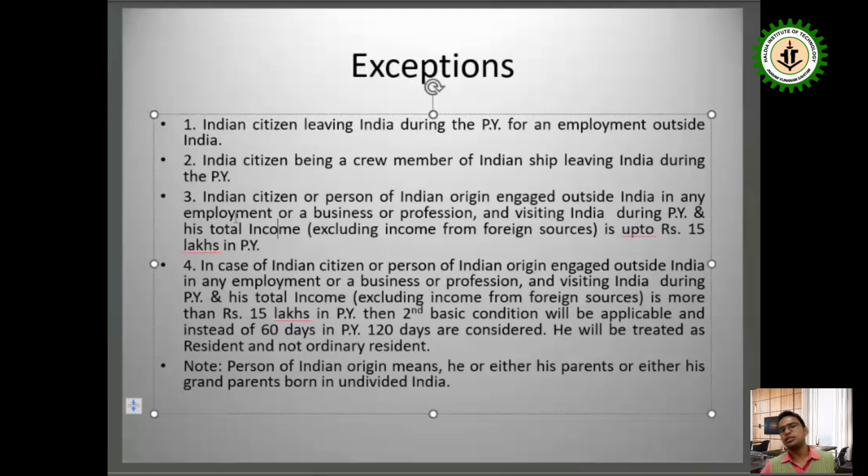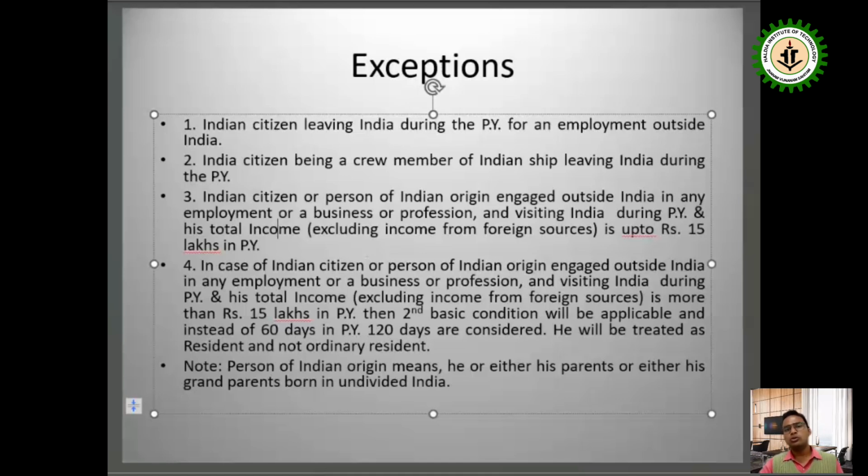Third exception, we will break it down. Suppose a person is an Indian citizen or a person of Indian origin. So who is a person of Indian origin? A person of Indian origin means he, or either his parents, or either his grandparents were born in undivided India. That means either he or his parents or his grandparents were born in undivided India. What is undivided India? The India before 1947.